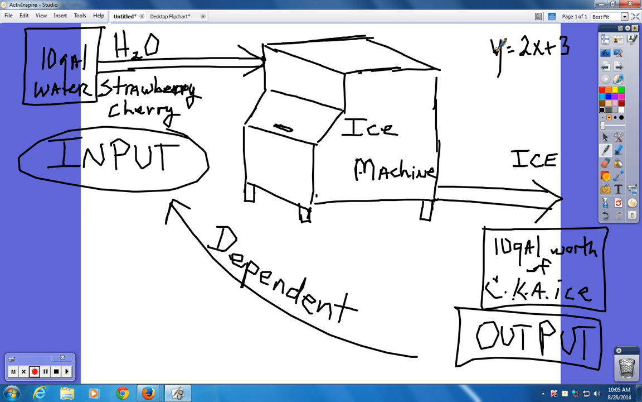Here's my equation in algebra. What do we put in? Do we put x into it, or do we put y into it? We put x into it, right? And what do we get when we put x into an equation? We get y. So which one's which? There you go. X is the input. Y is the what?